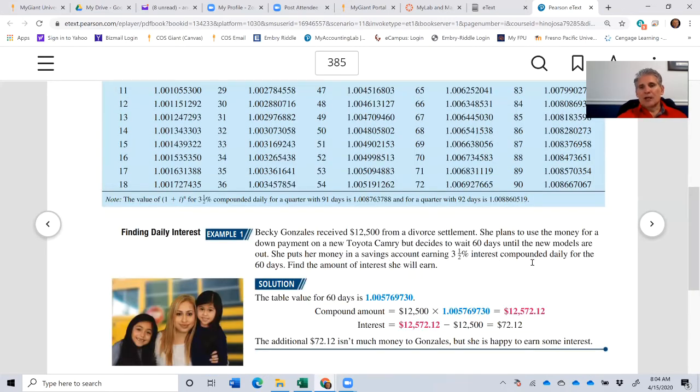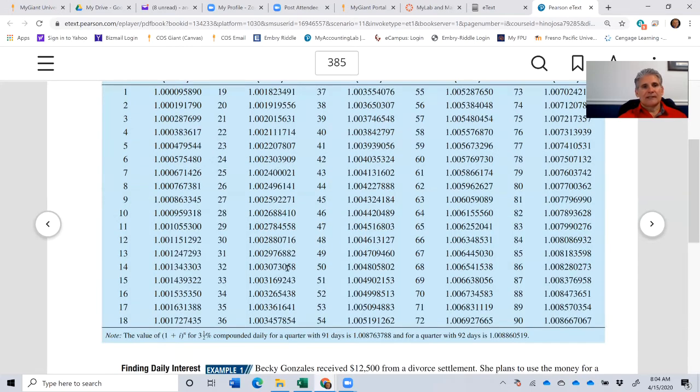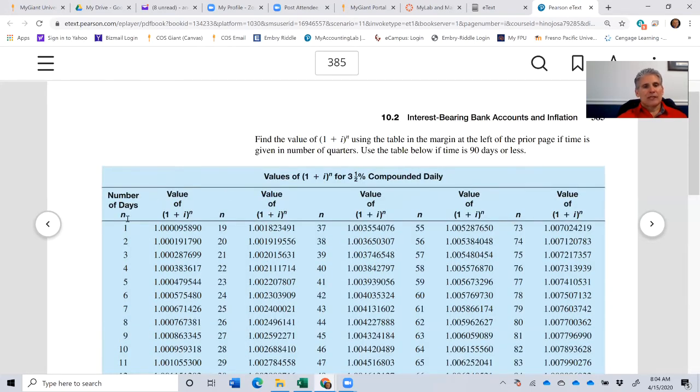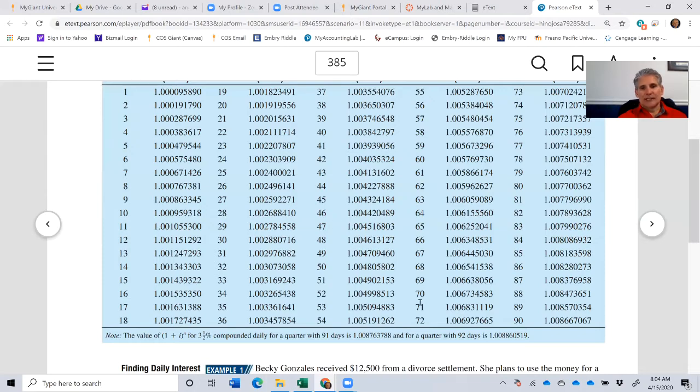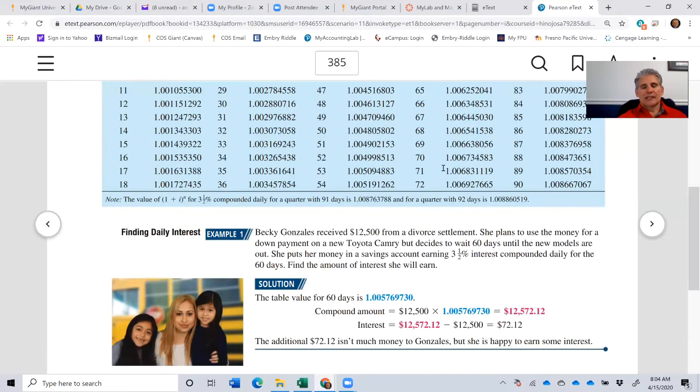So 3.5% compounded daily for 60 days. We're going to scroll down till we get to 60 days. Where's 60 days? Here it is. So the factor is 1.005769730. That's the factor. We're going to take the principal amount, $12,500, multiply it by that number, and we'll get the maturity value, which is $12,572.12. And to find the interest, we just take the difference between the two.